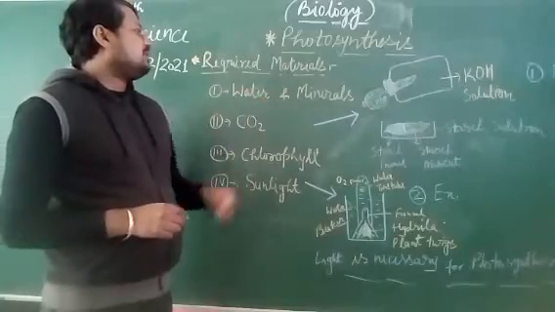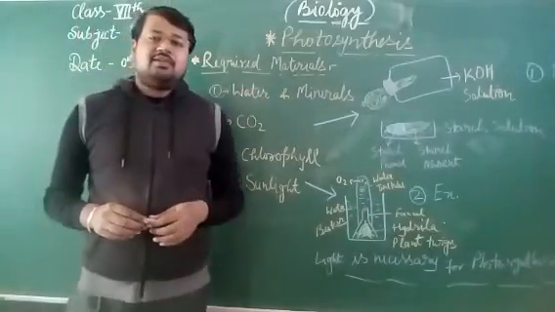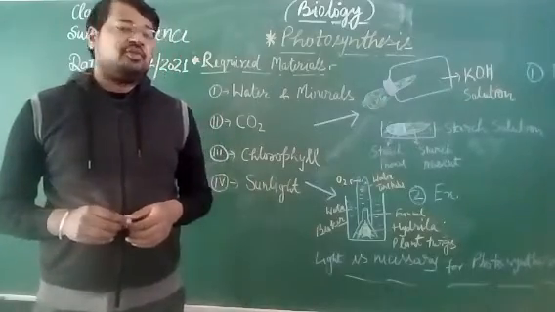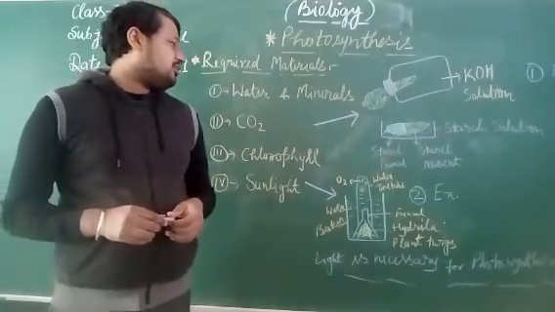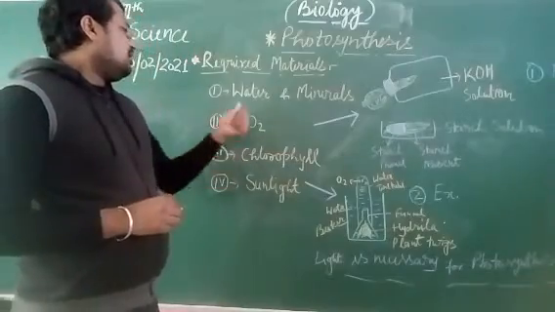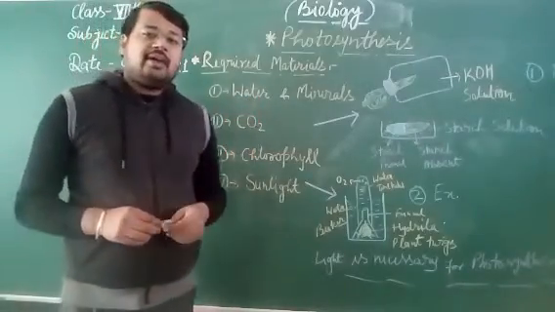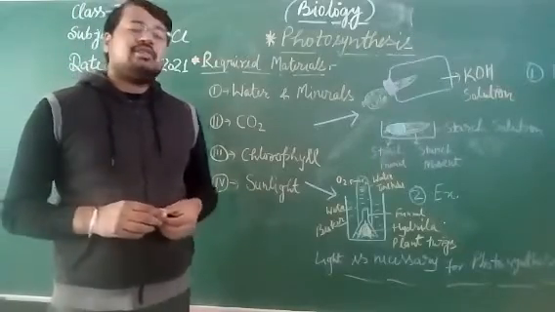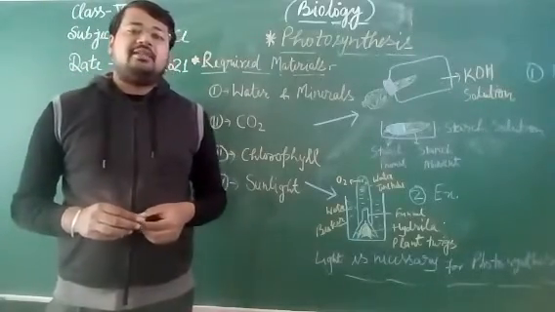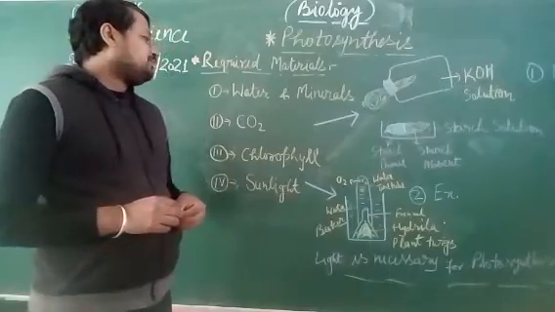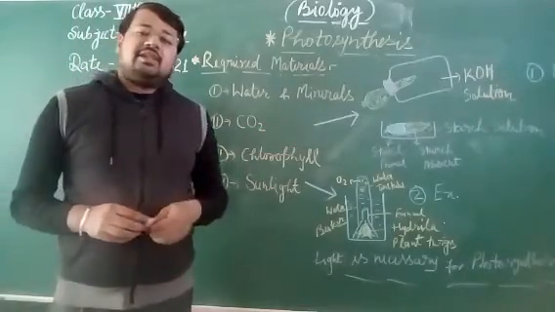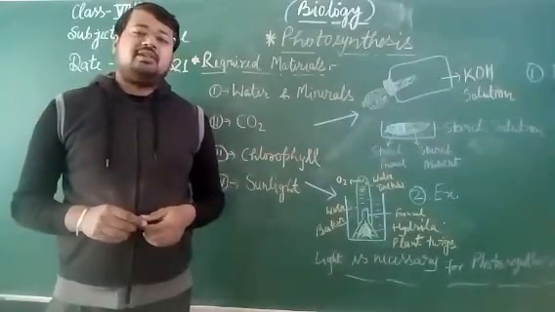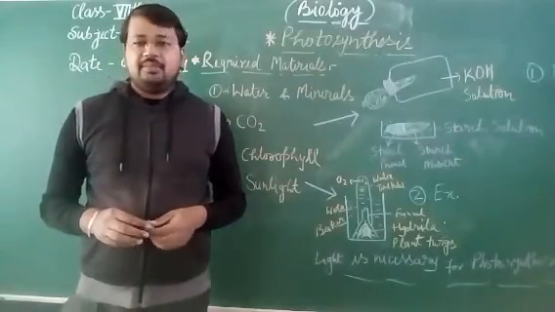Water and minerals. As you know, water is the utmost required material for photosynthesis, because in the process of photosynthesis H2O and CO2 combine in the presence of sunlight and the pigment chlorophyll that is found in green plants, and synthesize glucose, and oxygen is produced in this process as a byproduct.